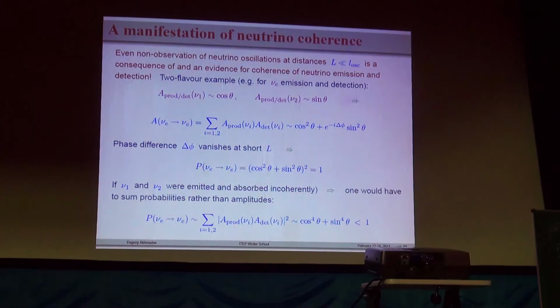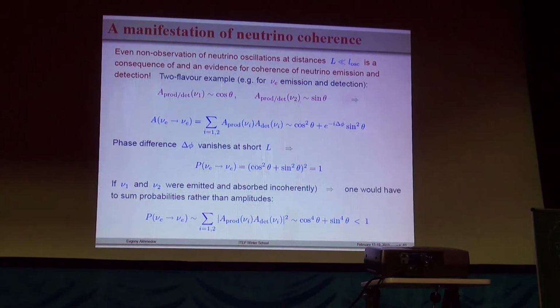Okay? Now, if the production and detection are coherent, we have to add the amplitudes of contribution of different mass eigenstates. The production amplitude for nu1 is proportional to cosine theta, and the detection is also proportional to cosine theta. And the production amplitude for nu2, when electron neutrino is produced, is proportional to sine theta, and the detection of this neutrino is also proportional to sine theta. Now, if we calculate the amplitude of the process, we have to sum over both mass eigenstates, and it will contain cosine squared theta plus sine squared theta times some phase difference. Square comes from the fact that we have first to emit the neutrino and then to detect the neutrino. Okay? And the same for the sine squared.